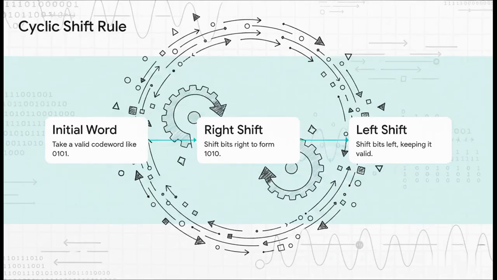The second rule is the cyclic shift property. This one requires that any left or right shift of your bits has to result in another perfectly valid code word within your block. Think of it kind of like a merry-go-round. For instance, take a code word like 0101. If you shift all those bits to the right, basically wrapping that last bit all the way around to the front, you get 1010. If 1010 is also in your block, boom, the right shift property holds true.